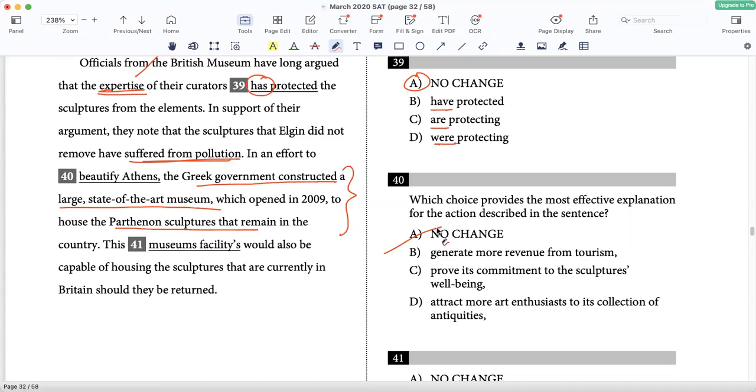So beautify Athens is not the right answer because it's not about beautifying the capital of Greece, it's about protecting the sculptures. In an effort to generate more revenue from tourism, no, it's not about generating revenue. In an effort to prove its commitment to the sculpture's well-being, right? So the Greeks were interested in proving that they would take care of the sculptures, and so they designed this museum. So this is a good answer. In order to attract more art enthusiasts to its collection of antiquities, again, that's not relevant. We have to focus on the sculptures. So C.